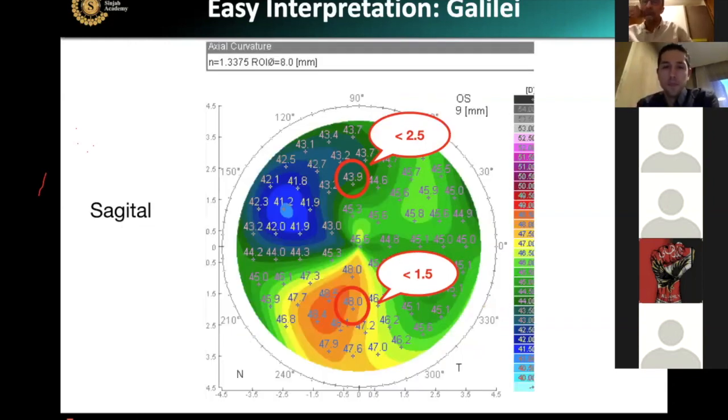Similarly, we have to look at the sagittal curvature map in Galilei at the two opposing points on the steep axis, or the vertical axis if you are not able to define where the steep axis is. Such as in this case, we have inferior steepening only. So in this case, the two opposing points are on the vertical axis, and you can use the same difference, but be sure that it is the sagittal curvature map.